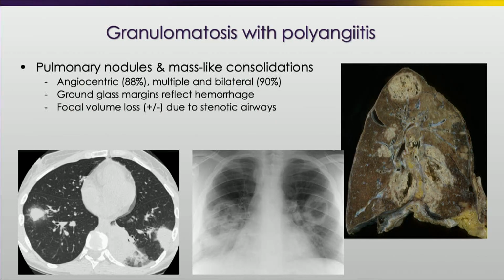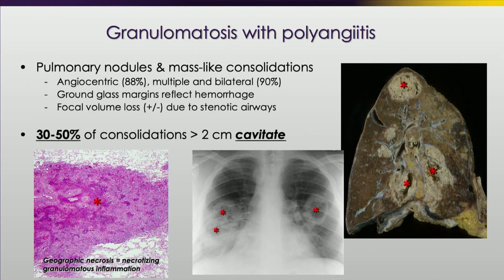Many descriptions of GPA include the presence of pulmonary nodules and zones of mass-like consolidation that tend to be centered around the bronchovascular bundle. Also, they may be termed angiocentric. They tend to be multilobar. Ground glass margins around these zones of consolidation reflect hemorrhage. We may also see zones of focal volume loss within the lungs of a person with GPA due to underlying stenotic intralobar airways.